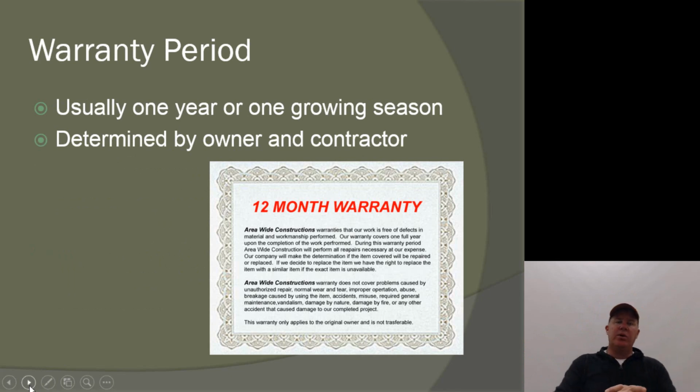Warranty. Usually a 1 year or one growing season. We always did it for one growing season for our residential. Again, with the O'Reillys, as soon as the store owner took over, we really didn't have a responsibility. But that's going to be determined by the owner and the contractor, and that's what Creative Structures had worked out with the auto parts store.